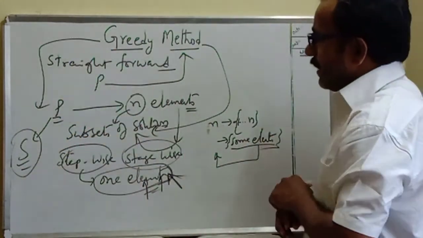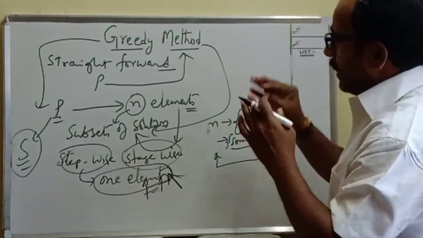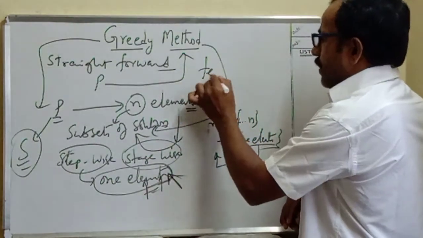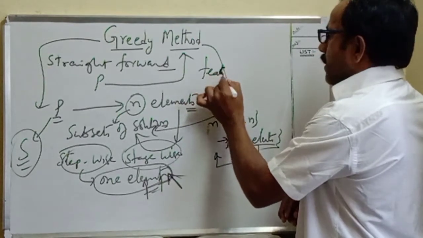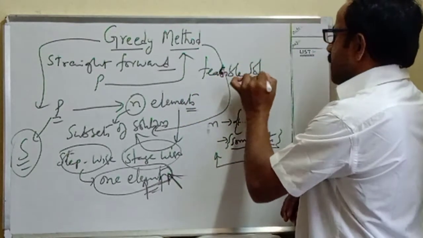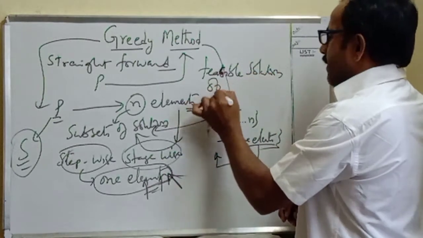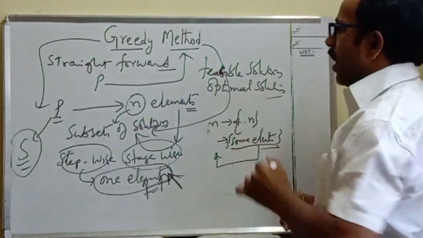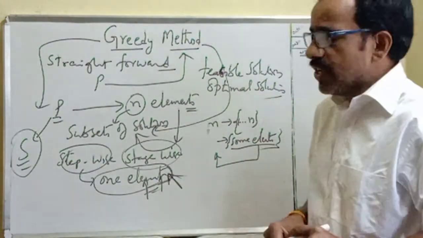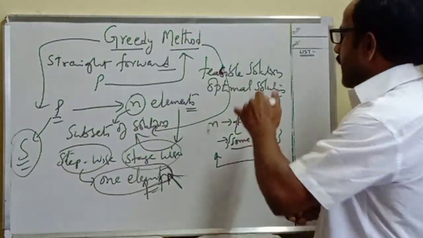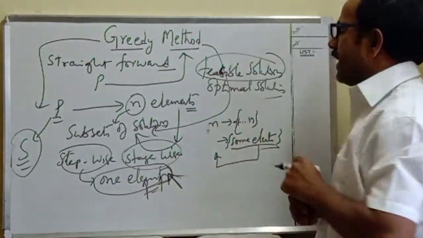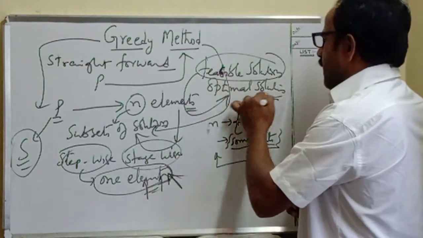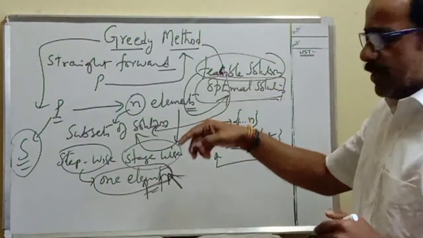Under this designing technique, we are going to construct two kinds of solutions. One is the feasible solution, and the second one is the optimal solution. We must know what a feasible solution is and what an optimal solution is. Now I am going to explain what a feasible solution is and how to construct it, and from all the available feasible solutions, how to construct the optimal solution. I will explain these two now.